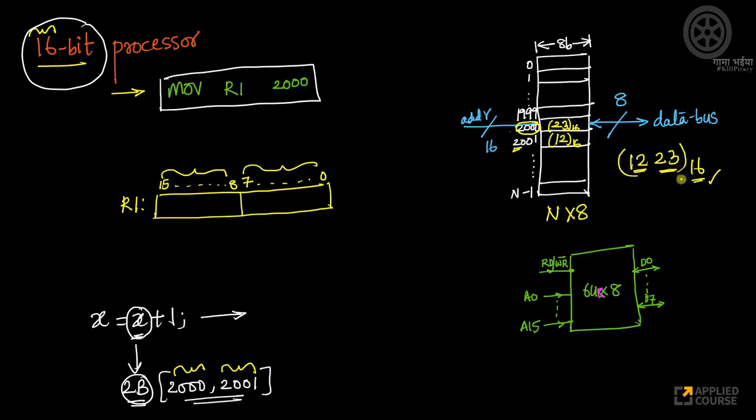There is another way of doing it. We'll discuss them in lots of detail. One is called little endian, the other is called big endian. We'll come to that. The other way of doing it is, I can take the 23 as my higher bits.